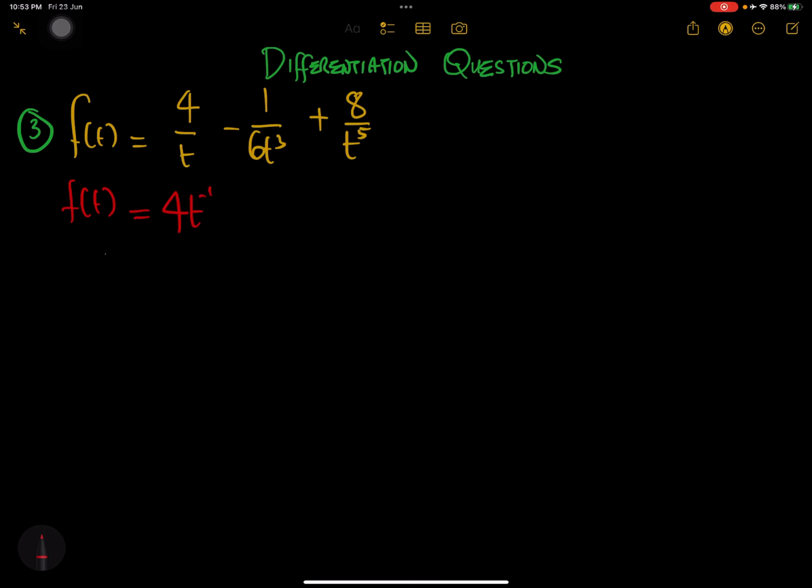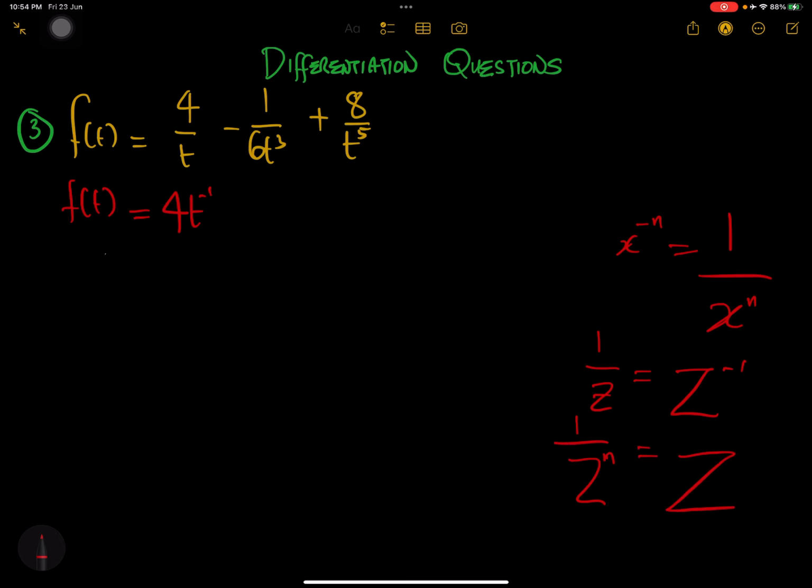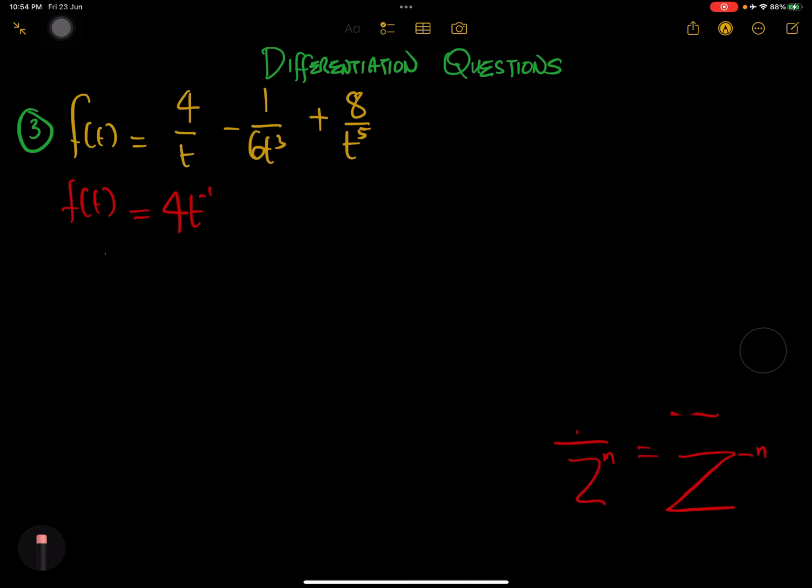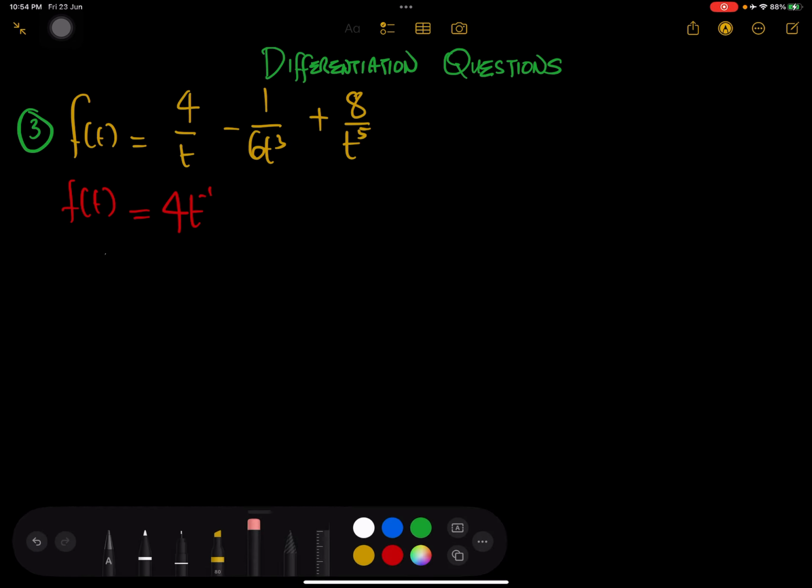Remember, we said if we have x to the power negative n, we should write 1 divided by x to the power n. In the same way, if we are given 1 over z, it's the same as writing z to the power negative 1. So don't forget that. If we have 1 divided by z to the power of n, it's the same as writing z to the power negative n. So please don't forget that. So our 4 divided by t gives us 4 multiplied by t to the power negative 1.